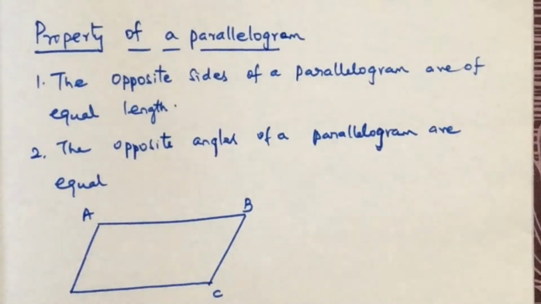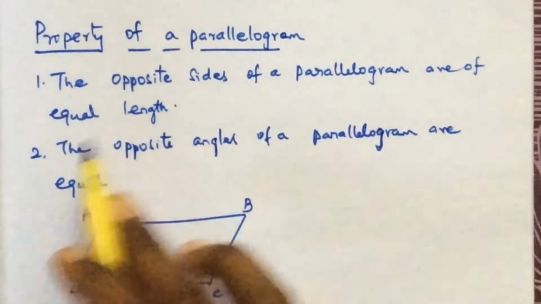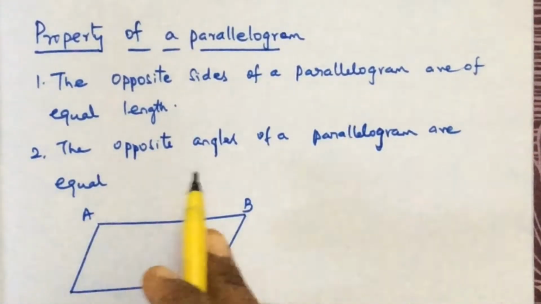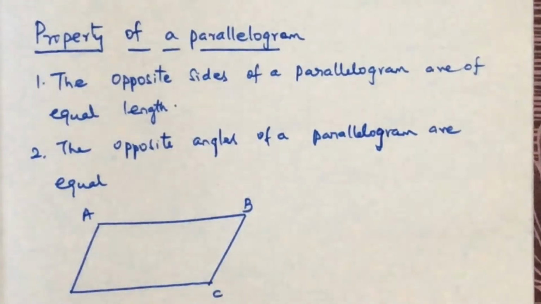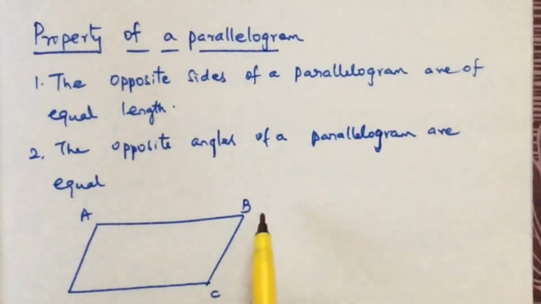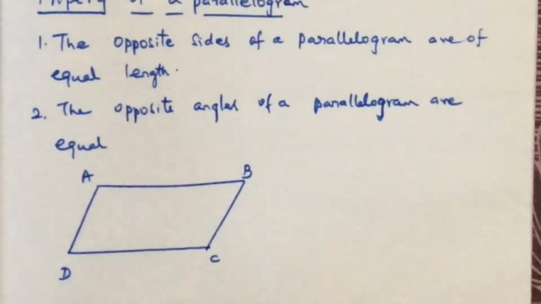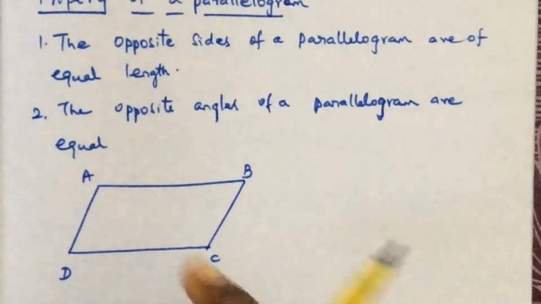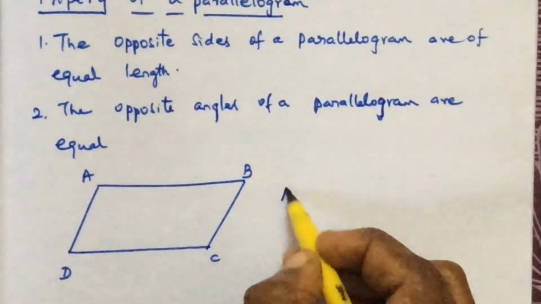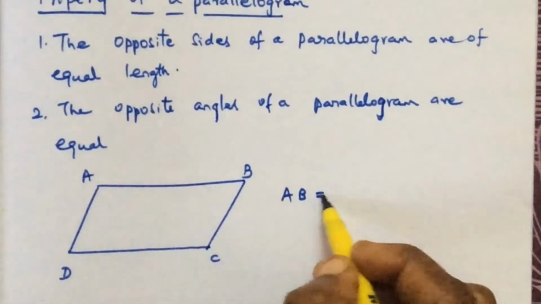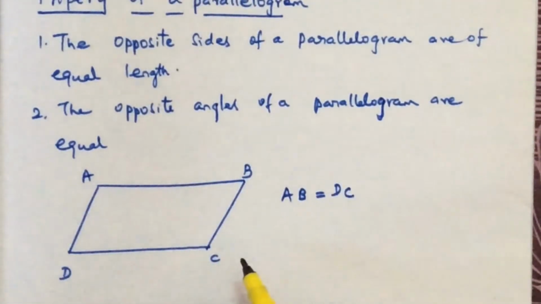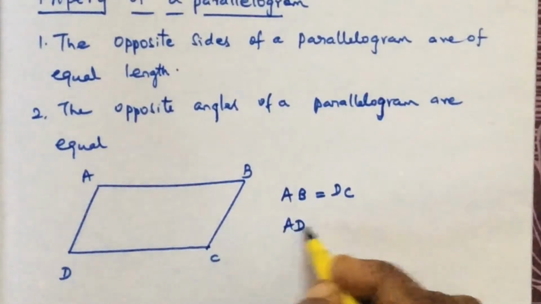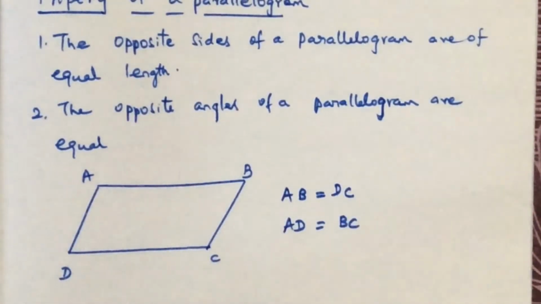The next thing is properties of a parallelogram. Totally there are 4 properties. Here first we will start proving 2 of them. The opposite sides of a parallelogram are of equal length, that is the first property. The opposite angles of a parallelogram are equal. First let me draw a parallelogram ABCD. The first thing is the opposite sides of a parallelogram are of equal length. So in a parallelogram, you have to prove AB is equal to DC, then AD is equal to BC. This is what we have to prove.